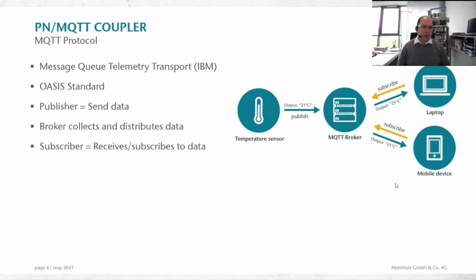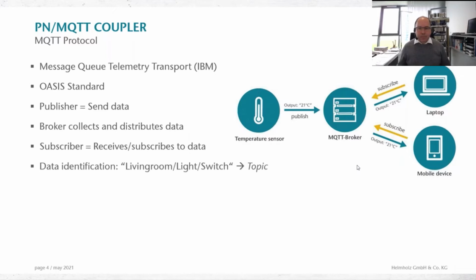The interested parties are subscribers. A subscriber could be a laptop or a mobile device. The laptop has some analyzing, some predictive maintenance software on board. The mobile device is just a device which can, for example, show the values. These devices subscribe to the broker because they are interested in this data. They say, if there's new information from the temperature sensor, I would like to have it. These are the subscribers.